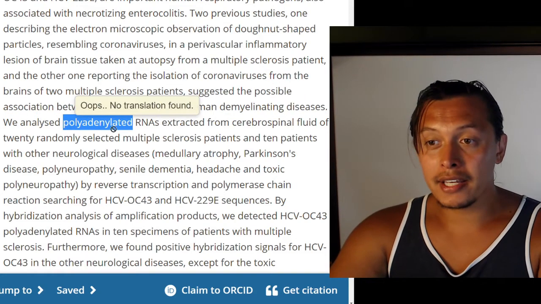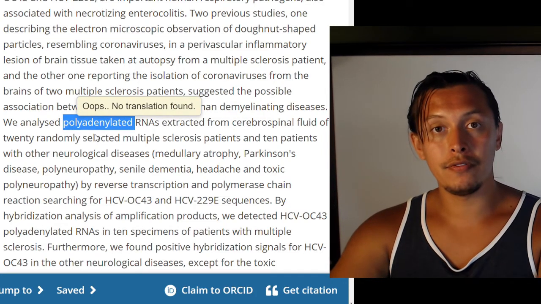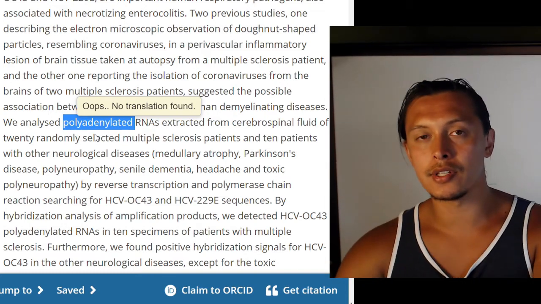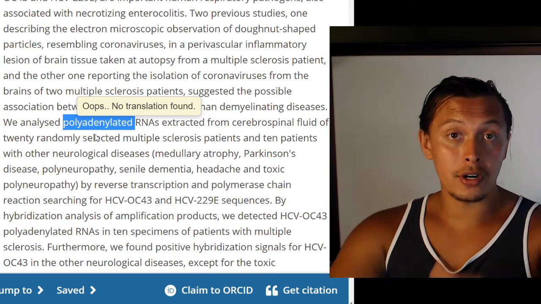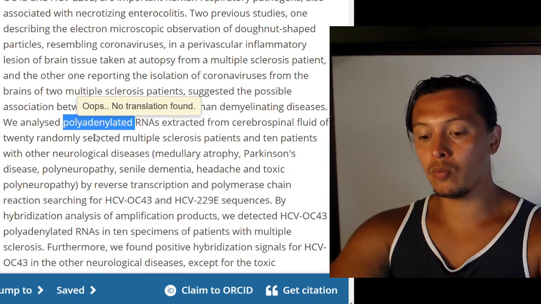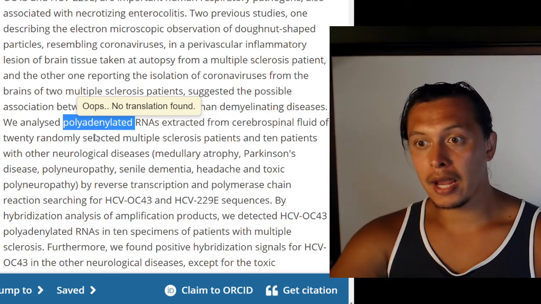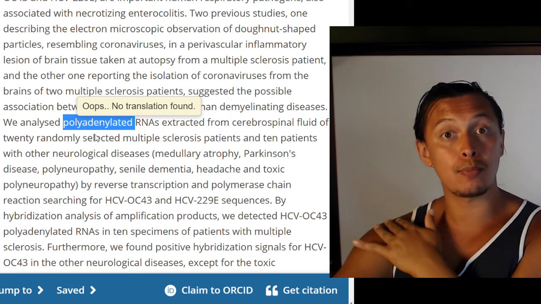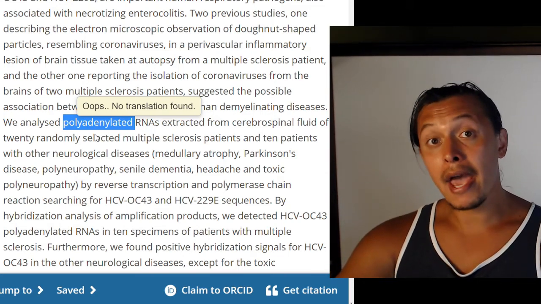We analyzed polyadenylated RNAs. A lot of RNA in eukaryotes is polyadenylated, and prokaryotes also do this, but for a different reason. In eukaryotes, which are cells that have nuclei, when the DNA gets transcribed into messenger RNA, one of the ways that the mRNA gets processed is through polyadenylation at the 3' end of the mRNA.